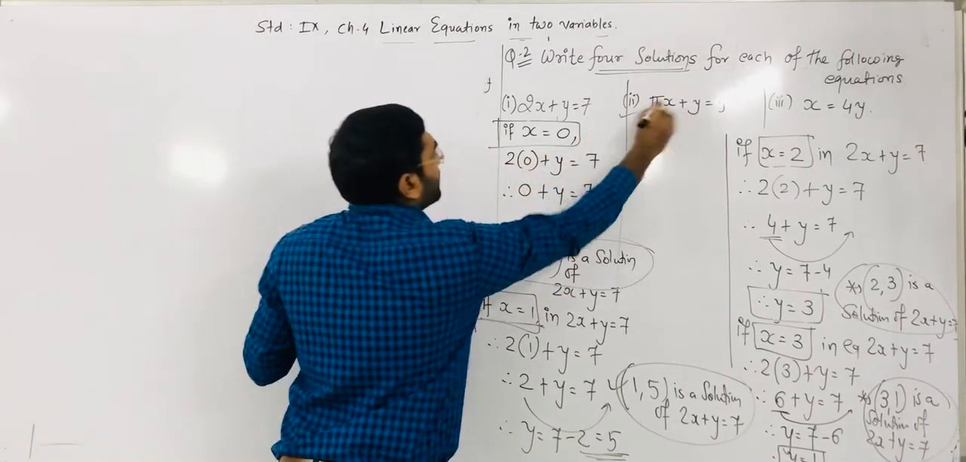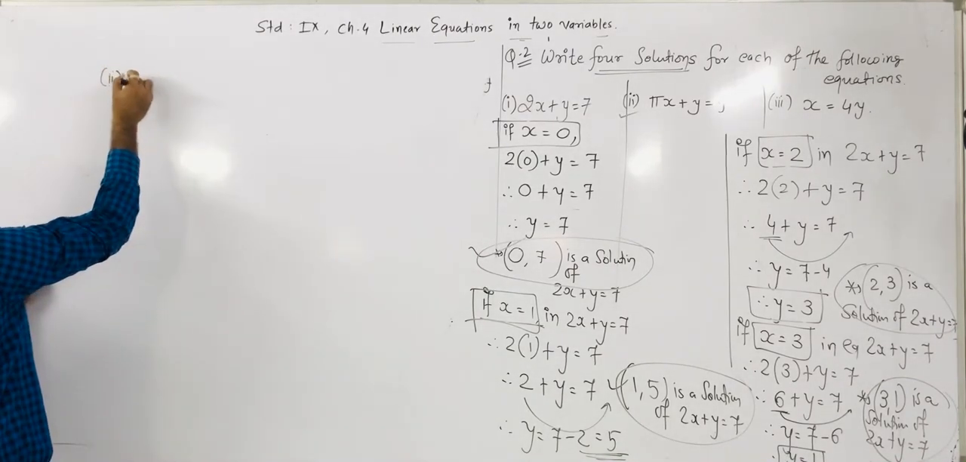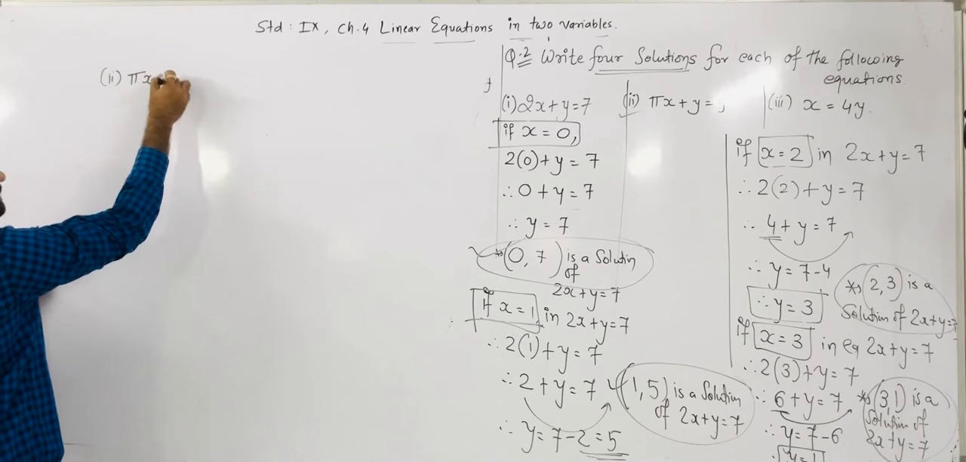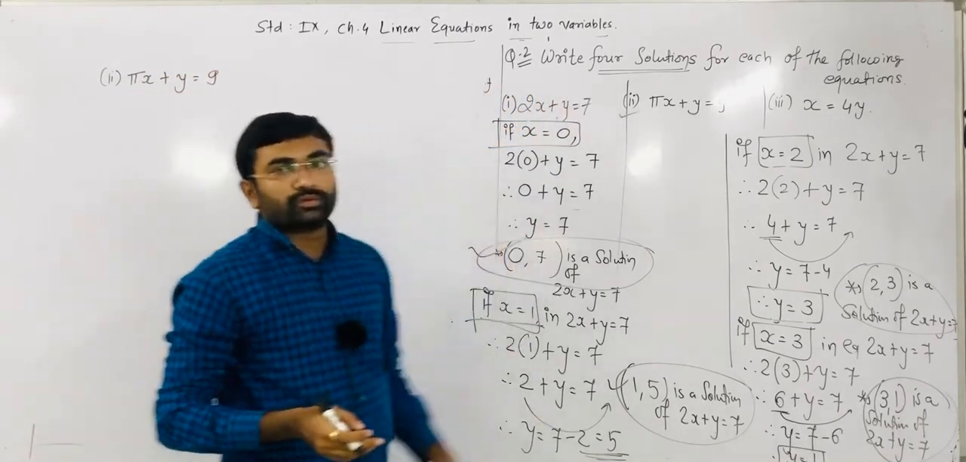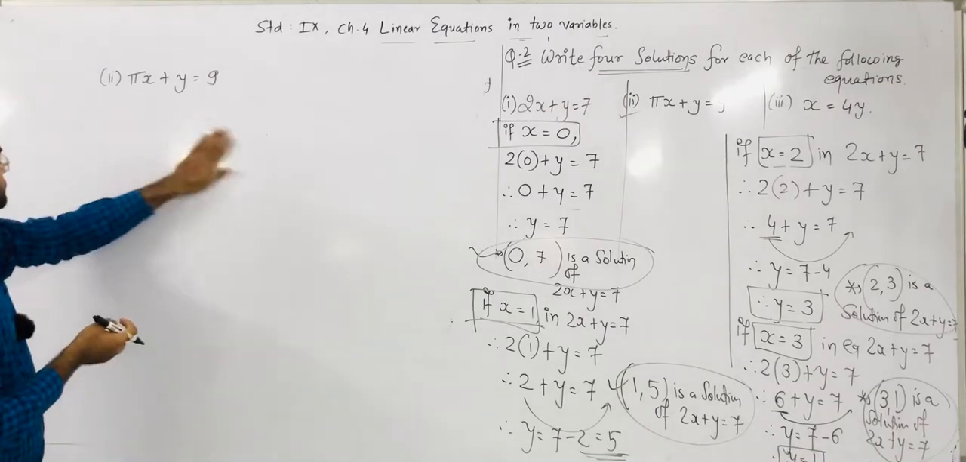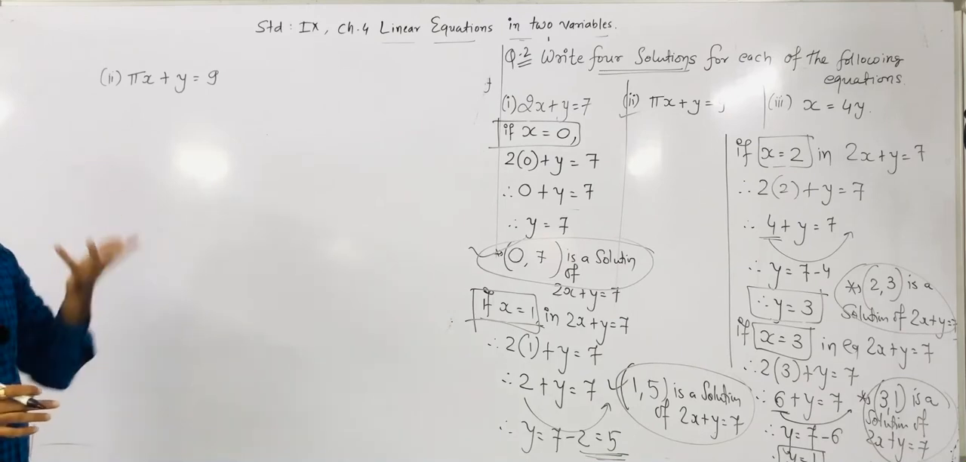Okay, now that one is very important. Look at here. That second question is solved here. Be clear there. Second one, pi x plus y is equal to 9. And they say write down 4 solutions. So how can we write? Okay, 4 solutions I have to take. So 4 times I take the x different value, right?